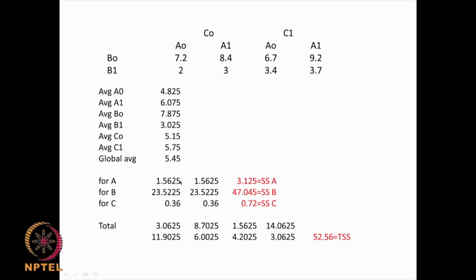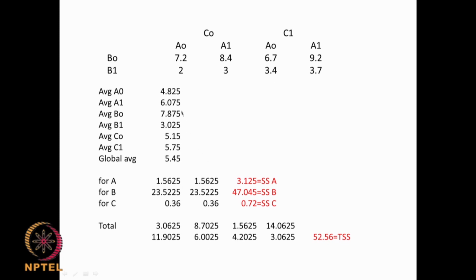So, we have 2 levels for A. How do you get this for A? What we do is we take this 4.8 minus 5.4, square it up and then multiply by 4. Why 4? We have here 4 values for A, and then how do you get this?